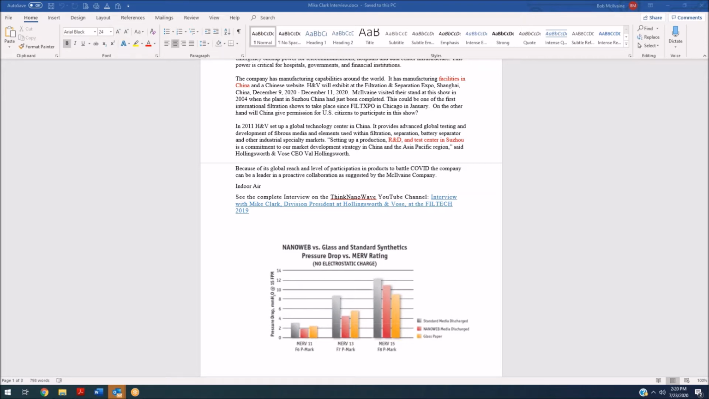If in fact most of your COVID is transmitted through small aerosols, then the MERV 16 or better probably is what should be pretty universally used. And if that's the case, what would H&V be recommending to have a reliable MERV 16 rating?